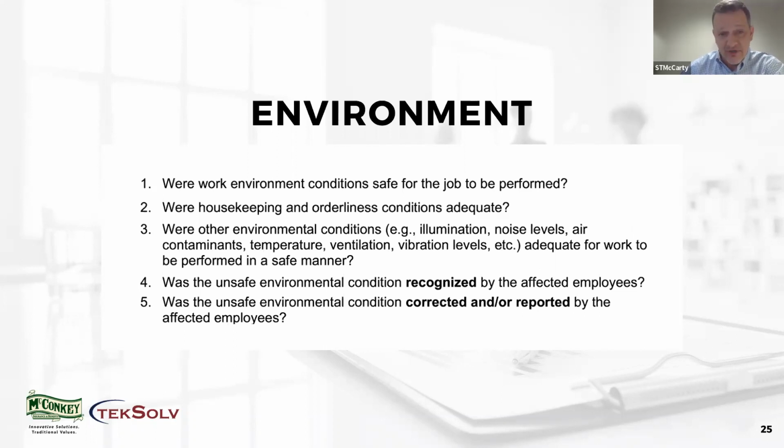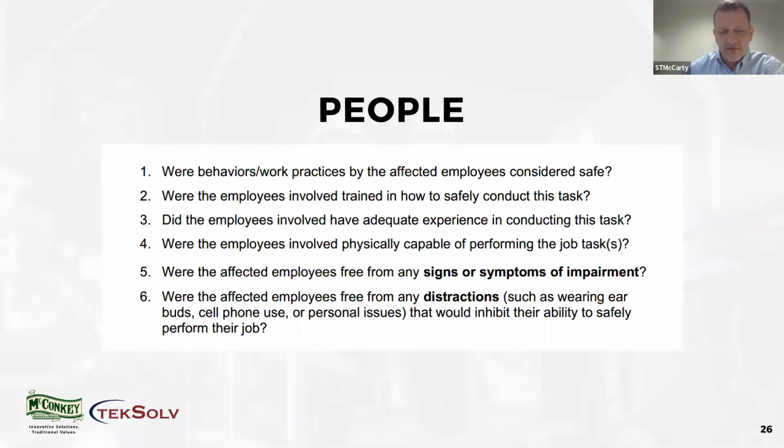Were there any environmental conditions that may have contributed? When we think about that, we're talking about housekeeping and orderliness conditions. Were they adequate? Other environmental conditions like lighting, noise, air contaminants, temperature, ventilation, vibration, all of those things. Were any of those things a potential factor? And the last couple, were these unsafe conditions recognized? And then if so, were they corrected or at least reported by affected employees? So we want to make sure that we're looking at the general work environment, whether that's a housekeeping and orderliness thing, or more from an industrial hygiene standpoint, anything from a noise, contaminant, illumination level that we need to be concerned about.